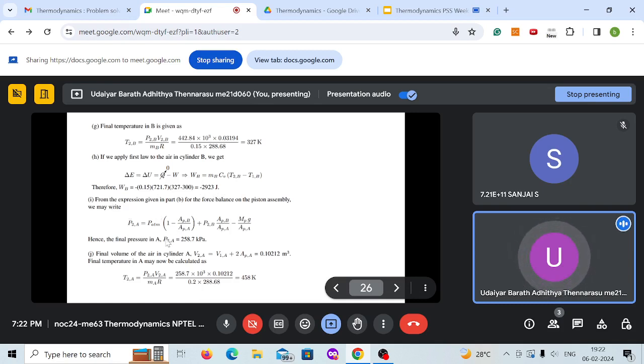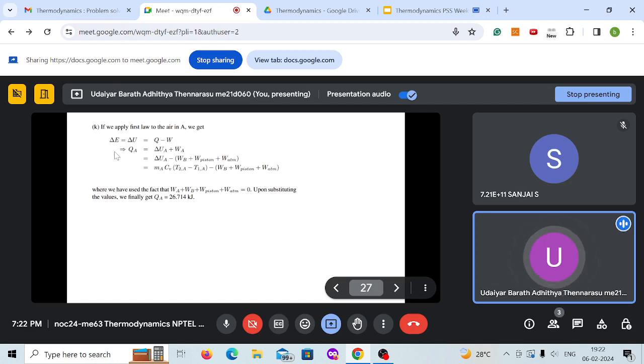From the above expression, we can again find out how much is the pressure in cylinder A after coming to equilibrium, after it has moved 2 meters. Again we can do a force balance and find out the pressure. Now we are finding it for piston A, so that will come out to be 258.7 kilopascal, and the change in volume we can also find out. So V2 is 0.10212. From there we can find out the temperature. Again substituting the ideal gas relation, it will come out to be 458 Kelvin.